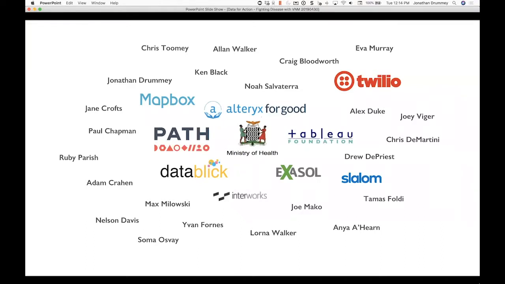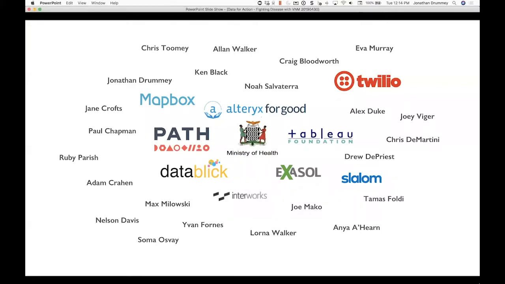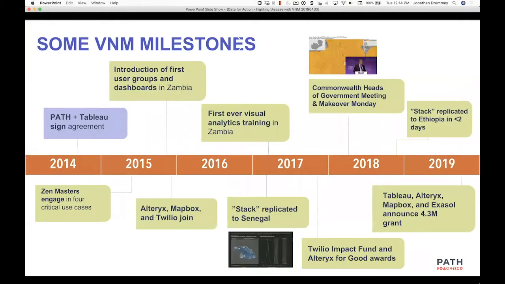The Tableau Foundation supports a number of different organizations at this point. They've been at this longest of these, and then the others as well. So it's been a really fantastic partnership, with some milestones along the way.